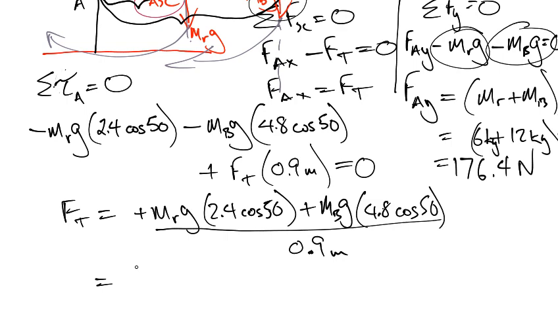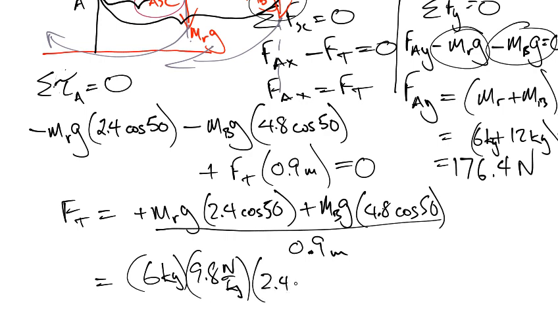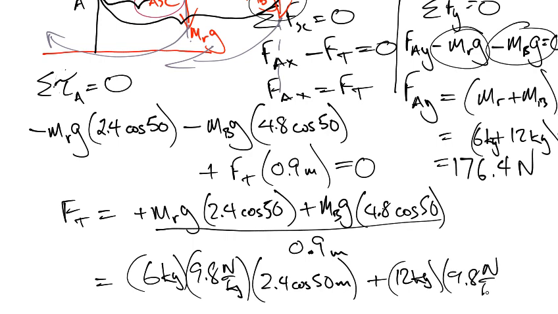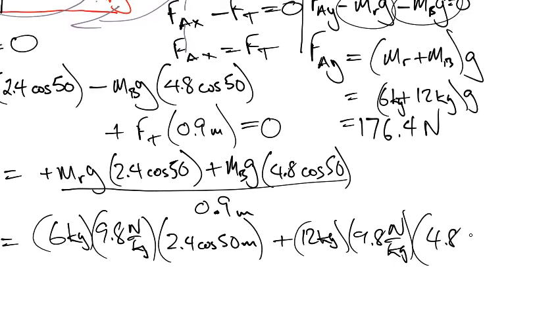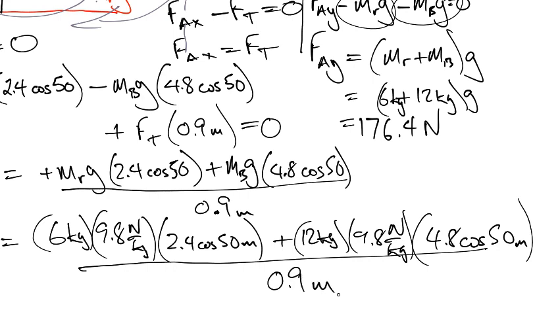And let's see what we get. MR, the mass of the rod, is 6 kilos times 9.8 newtons per kilo times 2.4 cosine 50 meters plus 12 kilos multiplied by 9.8 newtons per kilo multiplied by 4.8 cosine 50 meters all over 0.9 meters.